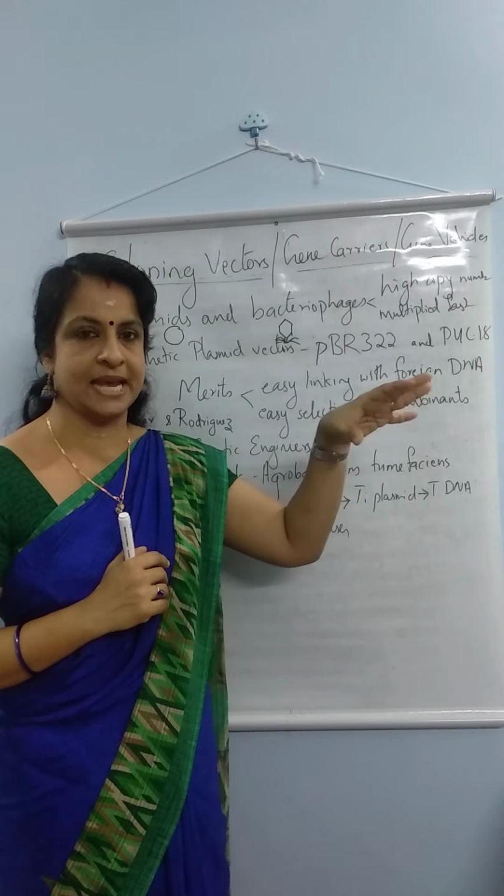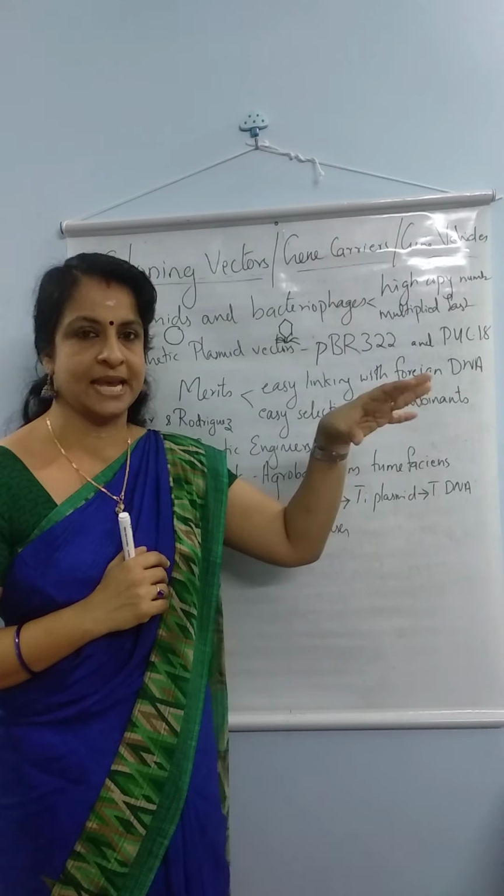P stands for plasmid. B and R stand for Bolivar and Rodriguez, it's a recognition for the scientists or researchers who did that. The first letters of the names of these two people are meant. So that is pBR322. This is the most commonly used plasmid vector nowadays in biotechnology.